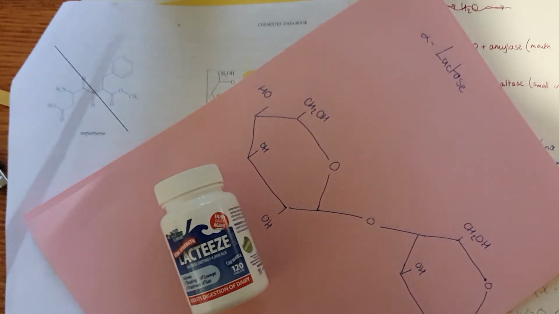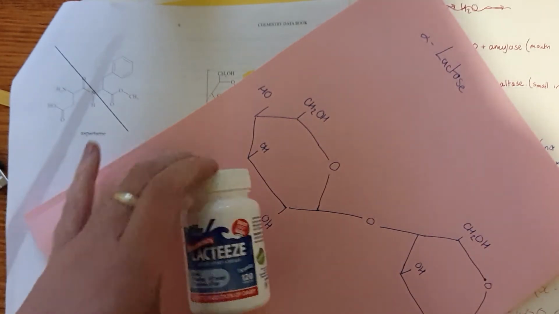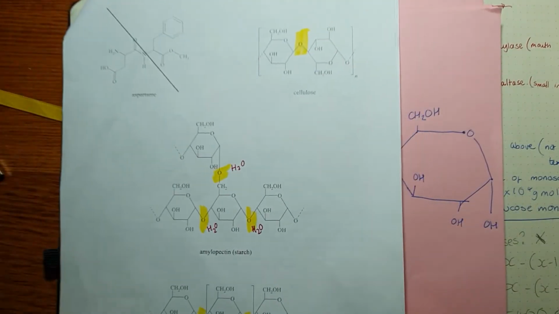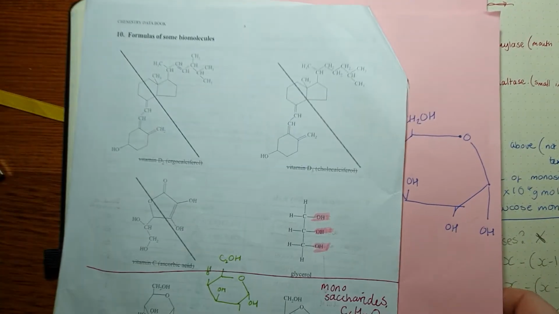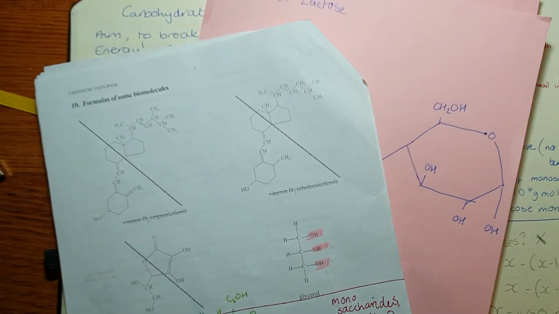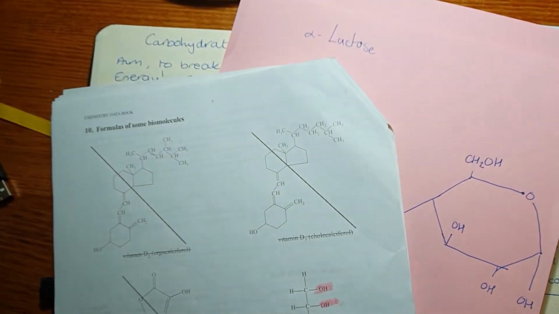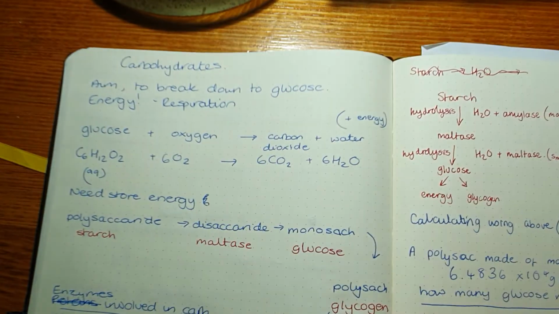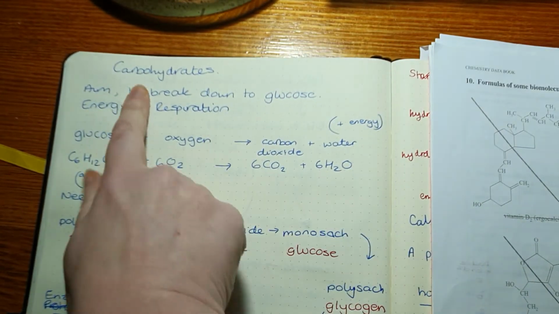Okay, so I've got some bits and pieces here that will give us an idea of what we're doing. We've got some lactase, we've got some lactose, we've got the data book. We must be looking at some of our saccharides, disaccharides, polysaccharides, and our sugars. Okay, so what we're looking at, I've got my data book, is our carbohydrates.